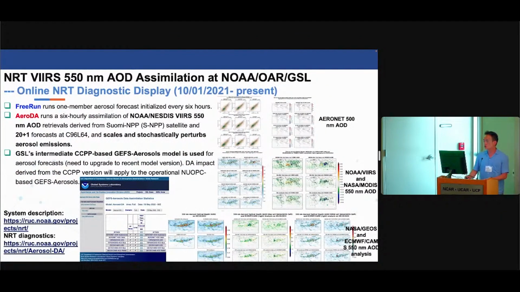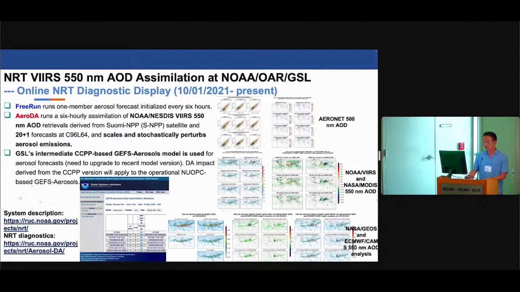Since October 2021, we have been using this system to run near real-time VIIRS AOD assimilation at our lab, and we have 2 parallel runs. The first one is a free run without AOD assimilation. The second one is LDA. It runs 6-hour assimilation of NOAA VIIRS 550 nanometer AOD retrievals. Again, in our ensemble forecast step, the aerosol emissions are scaled and stochastically perturbed.